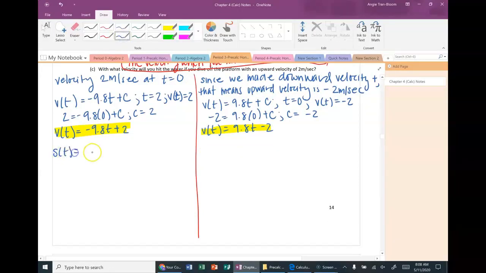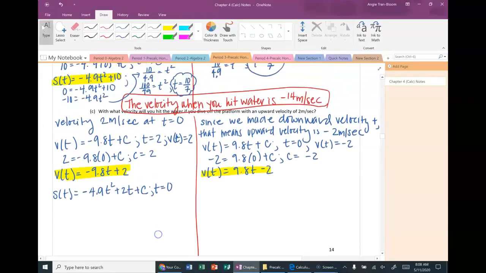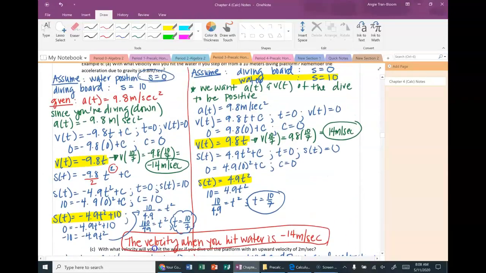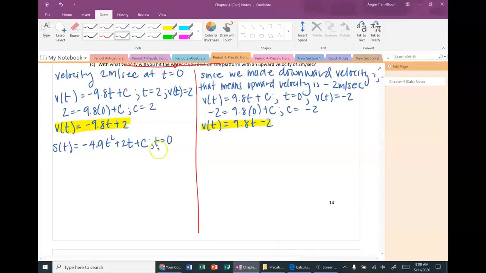S of t equals, and earlier, from our math earlier, I'm going to go straight to -4.9 t squared plus now 2t, we're going backwards, plus c. We're looking for the constant of our position. Now at time equals 0, on this side, I think we made our diving board at 10. So we are going to have position at 10.